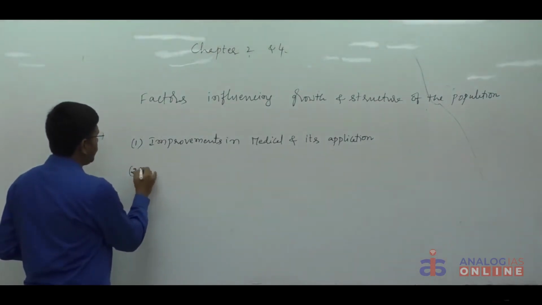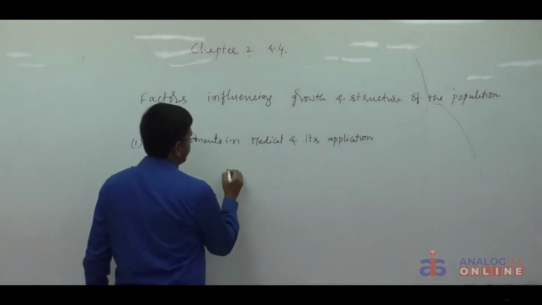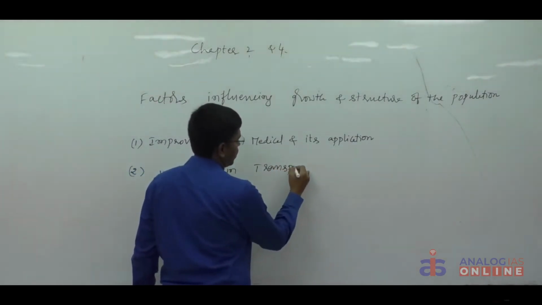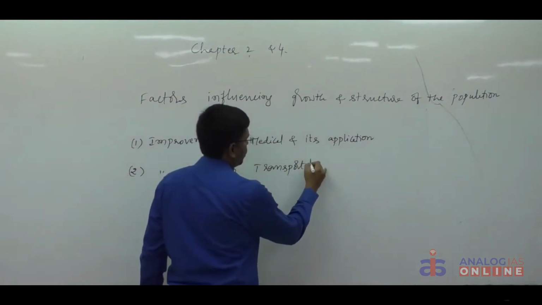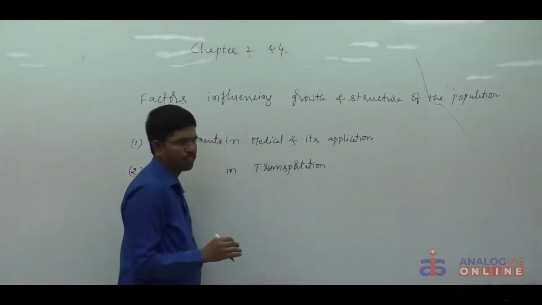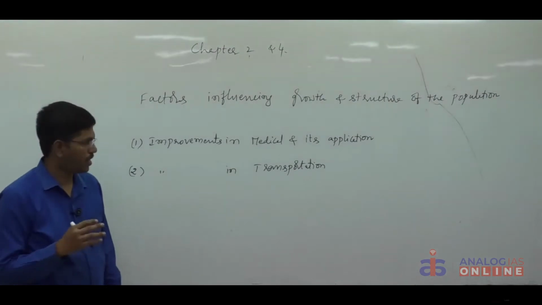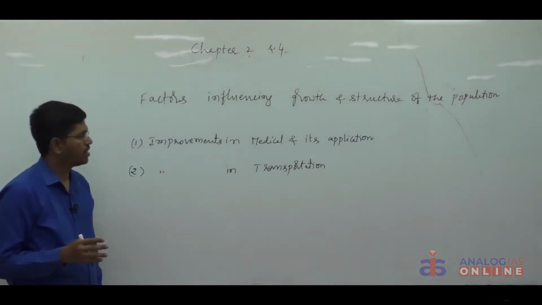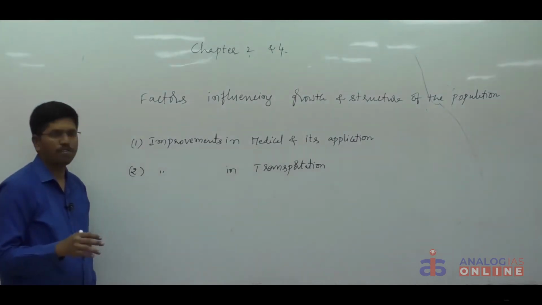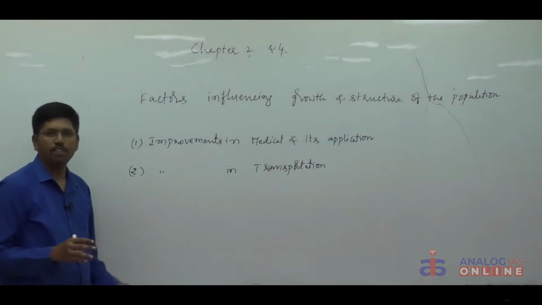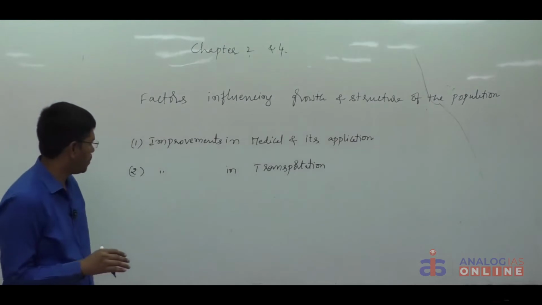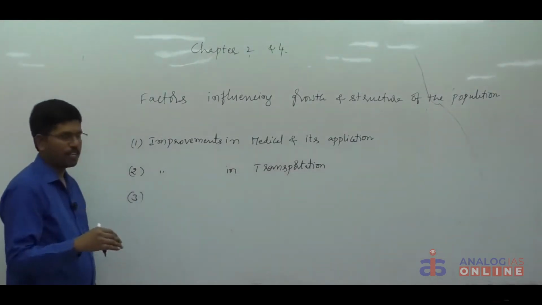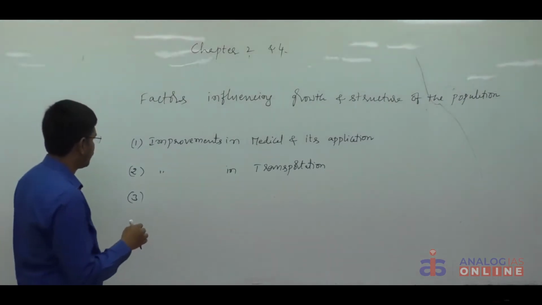Second one is improvement in transportation facilities. Because of the improvement in transportation facilities, the patients are able to reach the hospitals or healthcare centers as early as possible, especially within the golden hour. That's why we are able to save the lives of many people. That's why the death rate was decreased and the population size was increased.